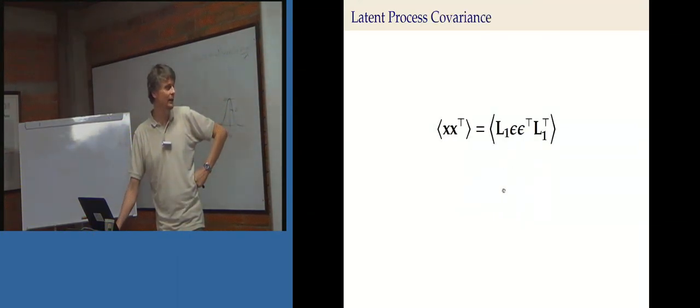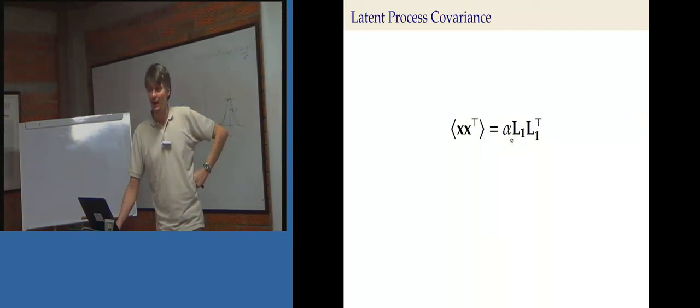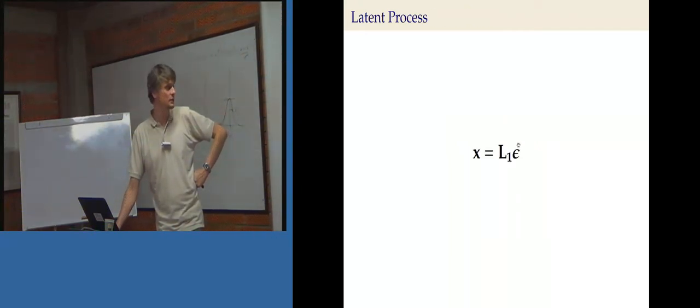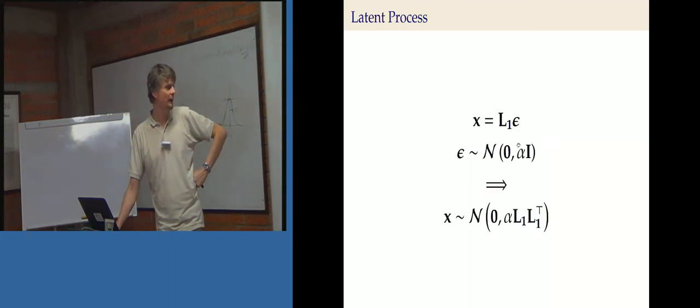And then to get the covariance, we just go through the same process and we recover that multivariate Gaussian rule, that the covariance is equal to alpha L1 L1 transpose. So, what we have is that x is distributed as a Gaussian with 0 mean and covariance given by alpha L1 L1 transpose.